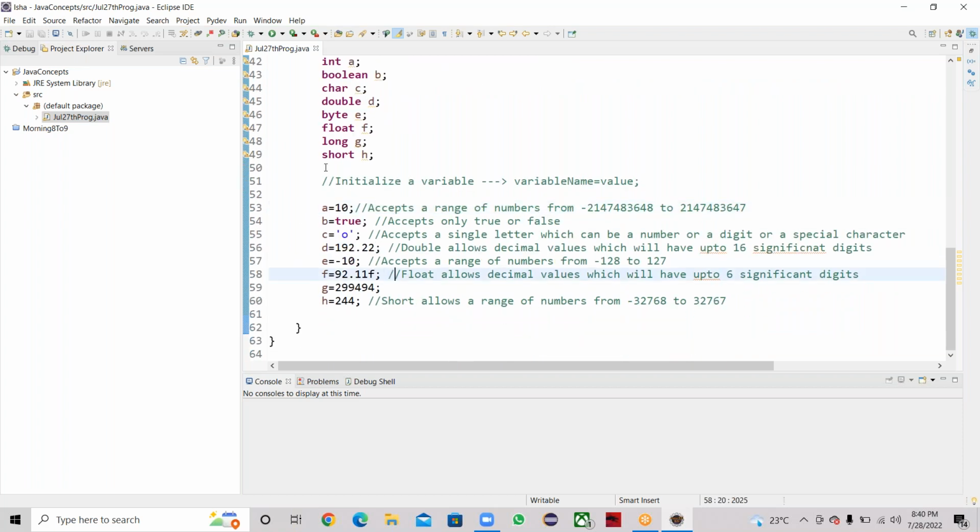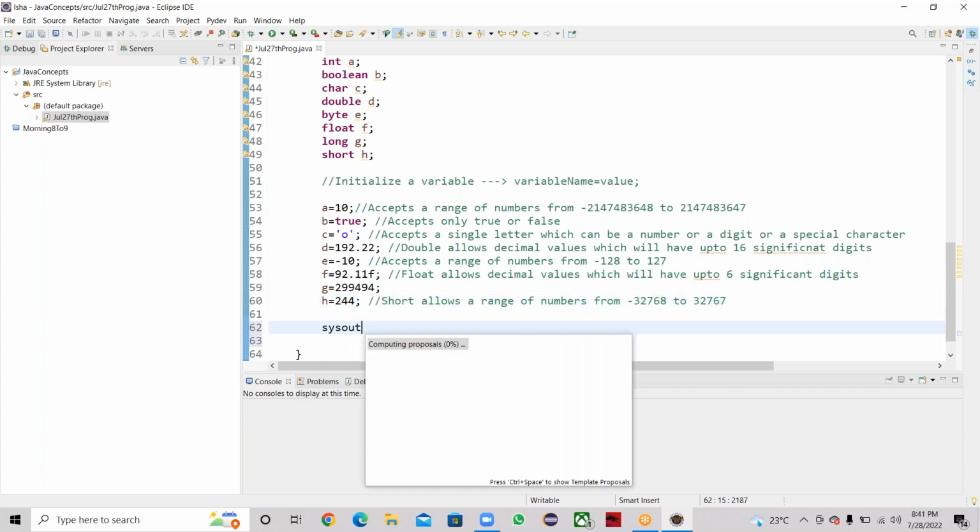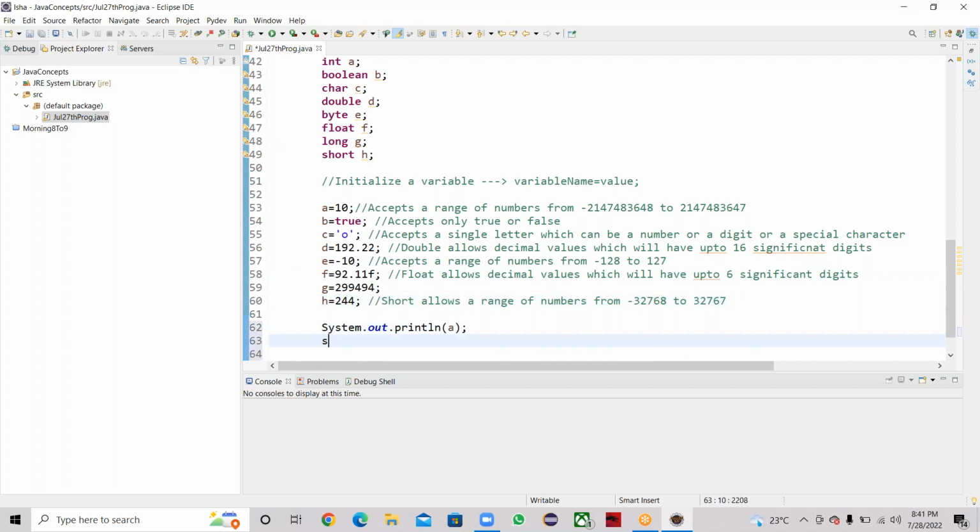So these are the different data types that we have in Java, and this is how we initialize them. Later you can print these values also. Clear?